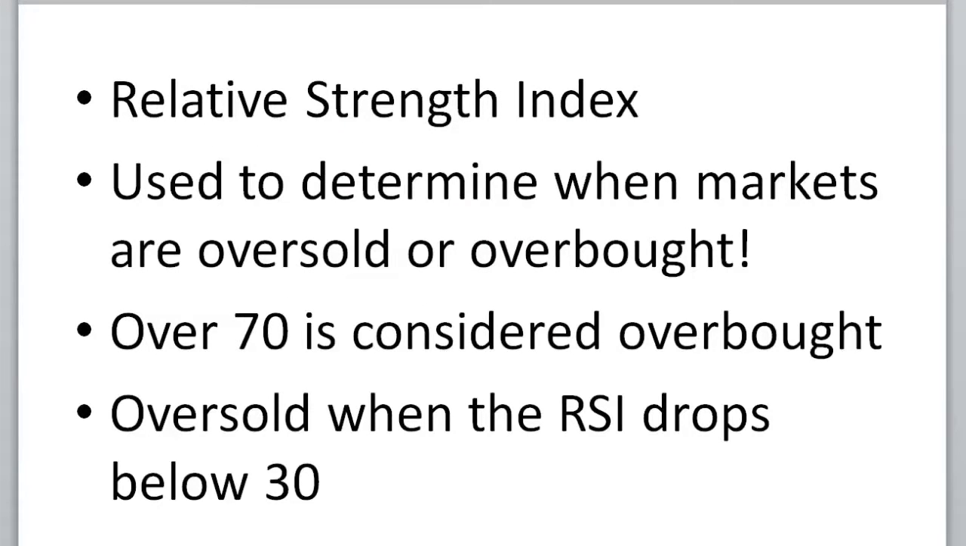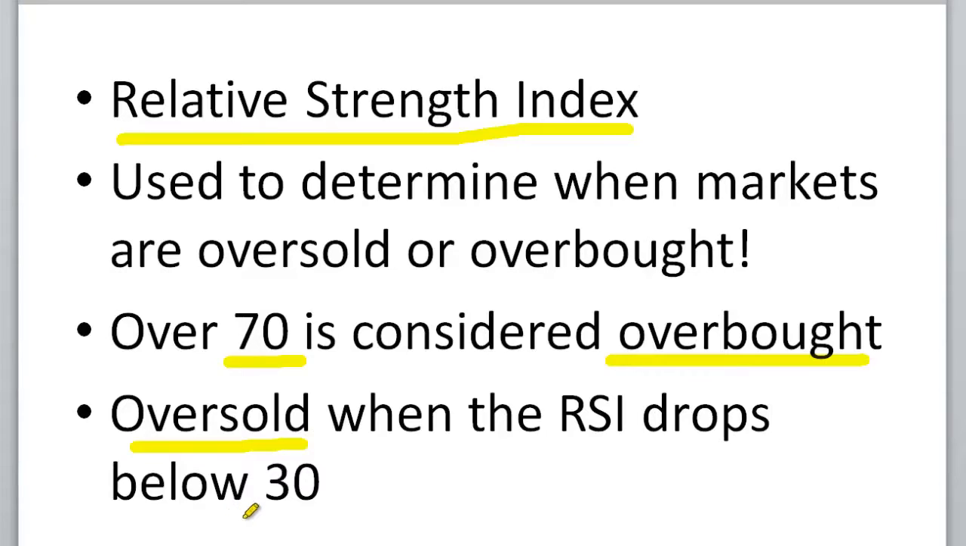Okay, so let's go straight ahead to what is RSI. The RSI stands for Relative Strength Index. It is an index used to determine when markets are oversold and overbought. The standard formula will be that if a trading instrument is over 70, then it's considered to be overbought, and something's considered to be oversold when the RSI drops below 30. So once again, it's used to say when things are overbought and when things are oversold.